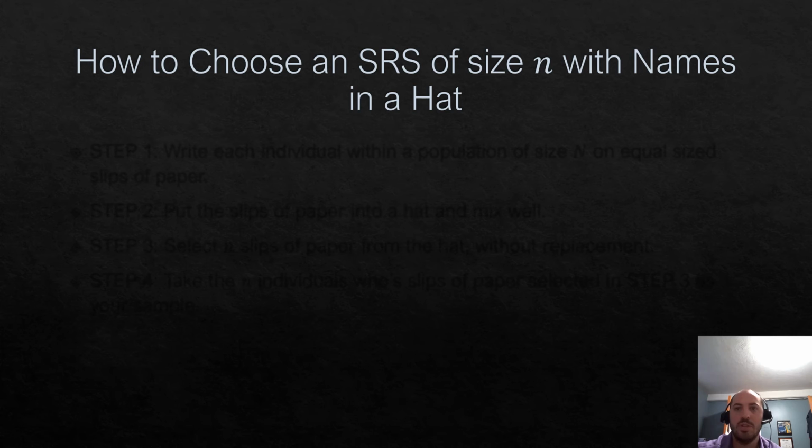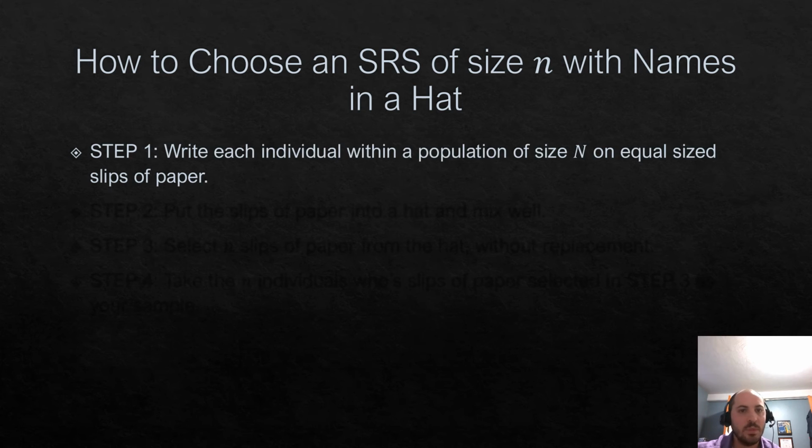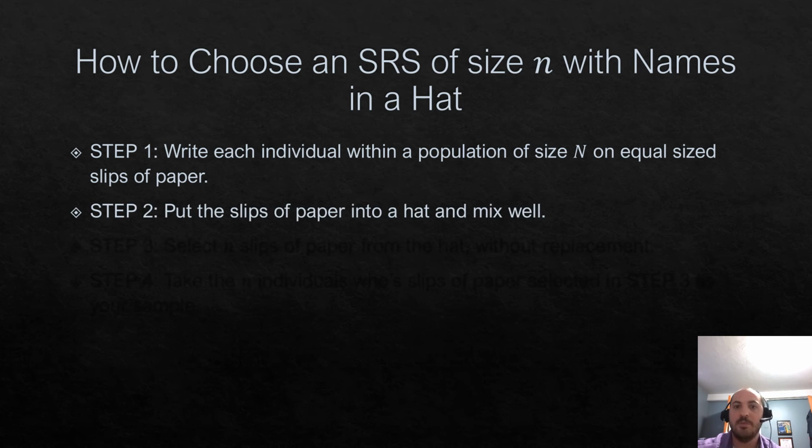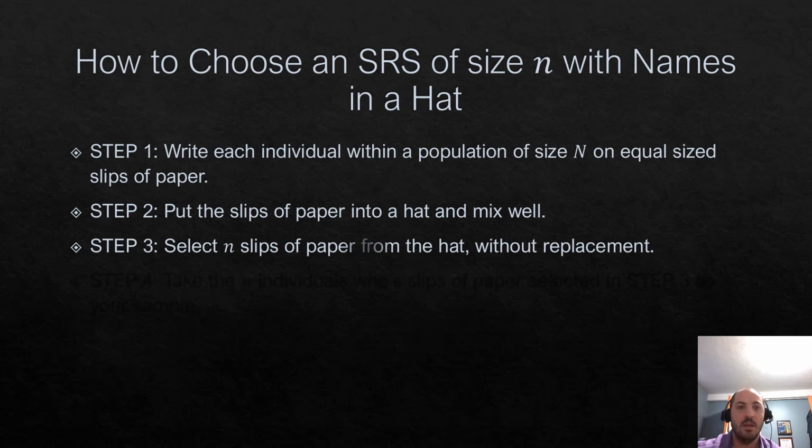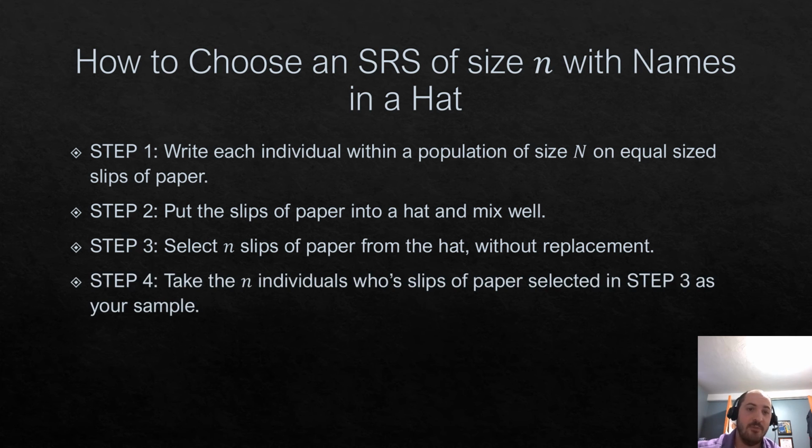And then the final approach, how to use names in a hat. Write each individual within your population's name on equal size slips of paper. Equal size is important here. Put the slips of paper into a hat and mix well. Mix well is important here. Then you'll select however many slips of paper from the hat you want for your sample size. Again, without replacement. We don't want repeats. Little Johnny can't be selected twice in this case. And then finally, take those individuals whose slips of paper were selected, and that will be your sample.